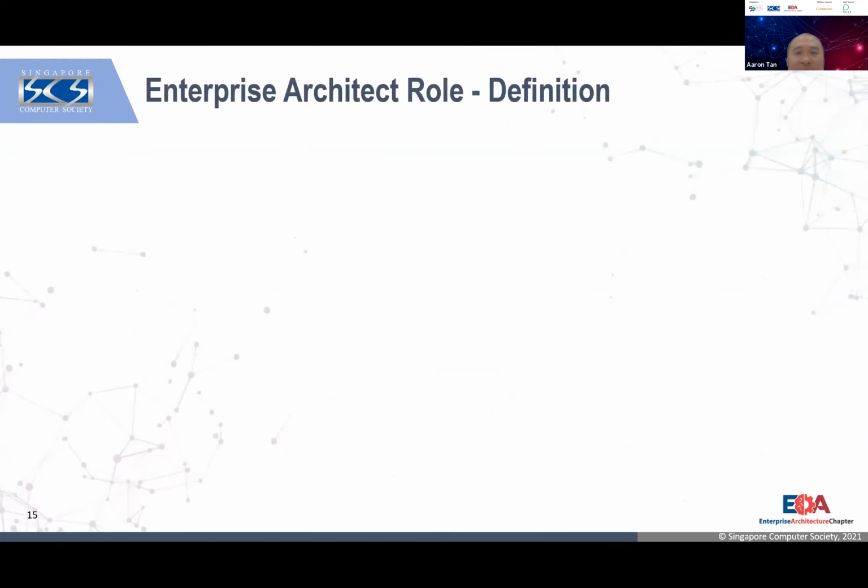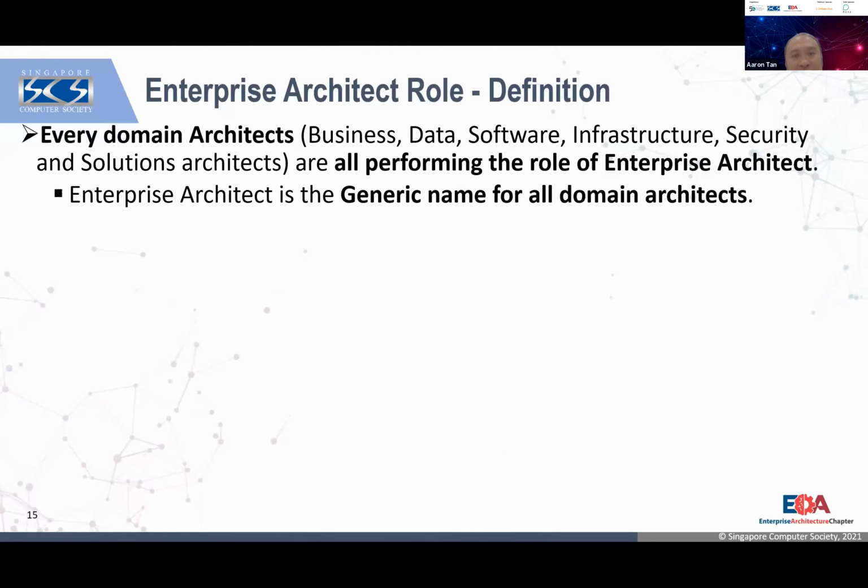So in terms of the enterprise architecture role, let me just explain. It is like if you are a medicine graduate, you are a doctor, you just call it I'm a doctor, right? But you can go for specialization. You can go to cardiology, cardiothoracic, or become orthopedic, etc. The same thing with the architect. So every architect is called the enterprise architect role. And after that, they have specialization in business, data, software, infrastructure, security, and solution. So this is the definition to get things clear.